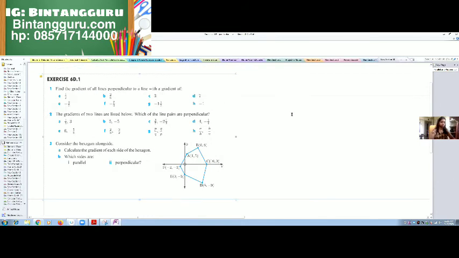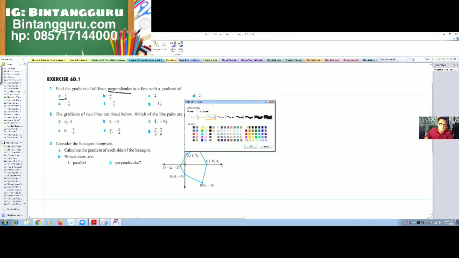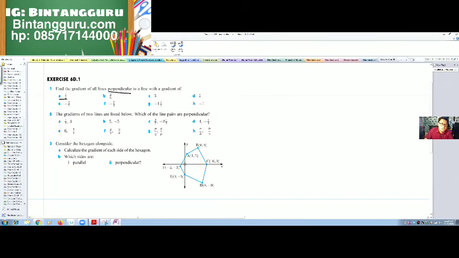Okay, so this is number 1. I will give you an example. Find the gradient of all lines perpendicular to a line with gradient of 1 over 2. Perpendicular means we have a negative reciprocal. So we have to find the negative reciprocal of 1 over 2, which will be minus 2. This will be minus 5 over 2. This is negative 1 over 3. This is minus 1 over 7.